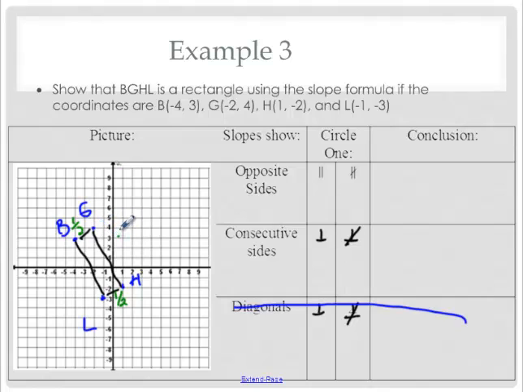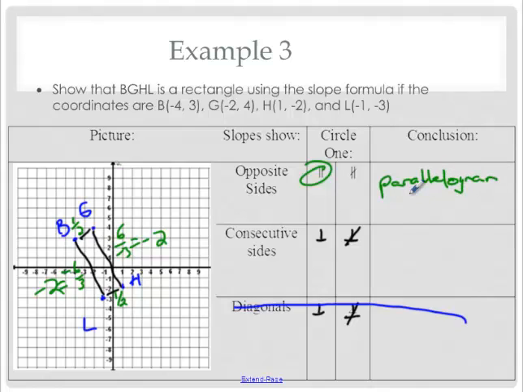Over here, up 1, 2, 3, 4, 5, 6, to the left 1, 2, 3. So up 6 over 3 means that slope is -2. And then over here, down 1, 2, 3, 4, 5, 6, over 1, 2, 3. Same slope. Opposite sides are parallel, which means this is a parallelogram.